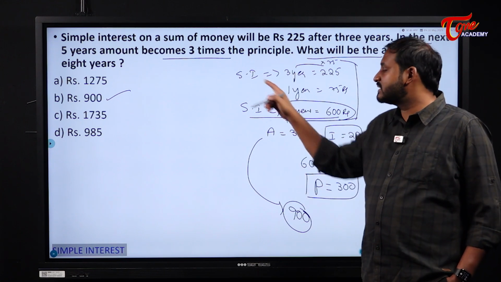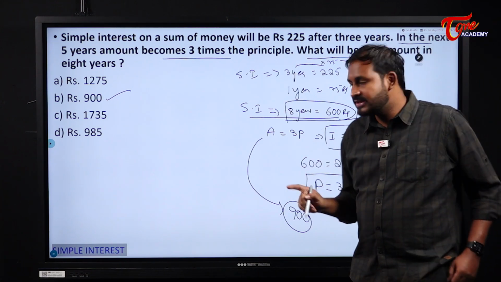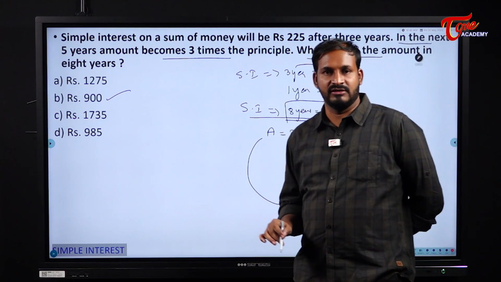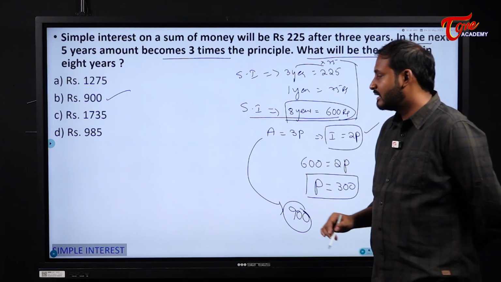In 8 years the amount is becoming how much? 3p. That means interest will become how much here? 2p. From there the remaining things are just calculation part. Okay, clear? Right. Next one.